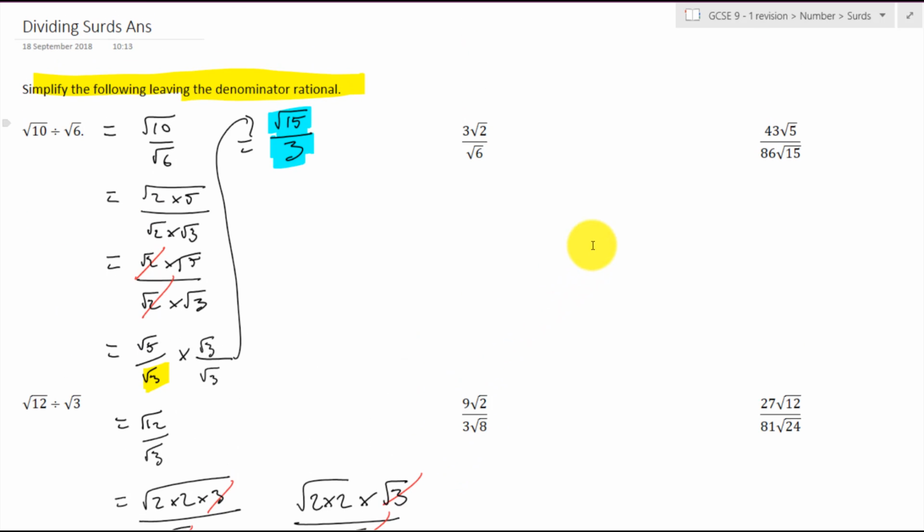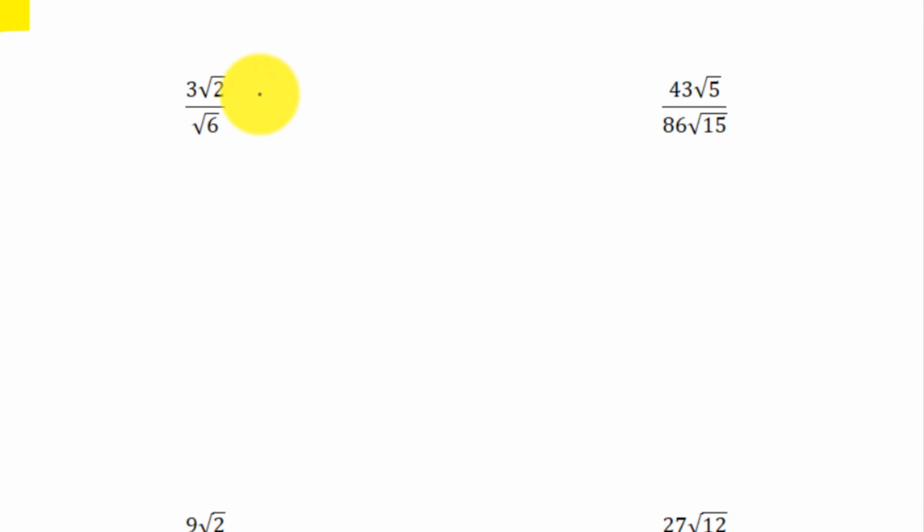Okay, let's look at our next question. We've got 3 times the square root of 2 over the square root of 6. So it's 3 square root of 2. Let's split up the square root of 6. That's the same as the square root of 2 times the square root of 3. And now we can cancel out the square roots of 2. But just like before, we can see that we've got square root of 3 on the bottom.